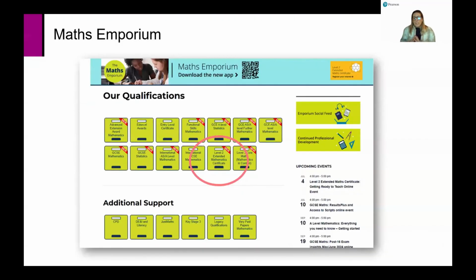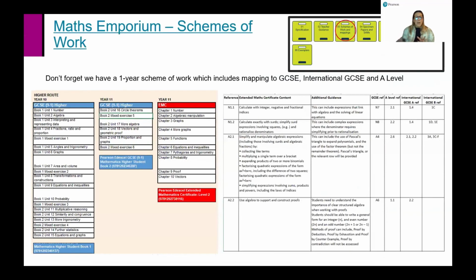So the more support, of course the Maths Emporium has all of the cabinets. We have our own cabinet for the extended maths certificate, and in there there are schemes of work. If you haven't taken a look at these, we've got a 1-year scheme of work which includes all of those mappings. If you're delivering international GCSE, it will map there. Obviously some of you will be teaching A level as well, so if you're not actually teaching EMC this year but you are teaching A level, you can see where it feeds in. So if you're going to pick up delivering this course next year, it will make more sense as to what those students will be picking up ahead of A level.